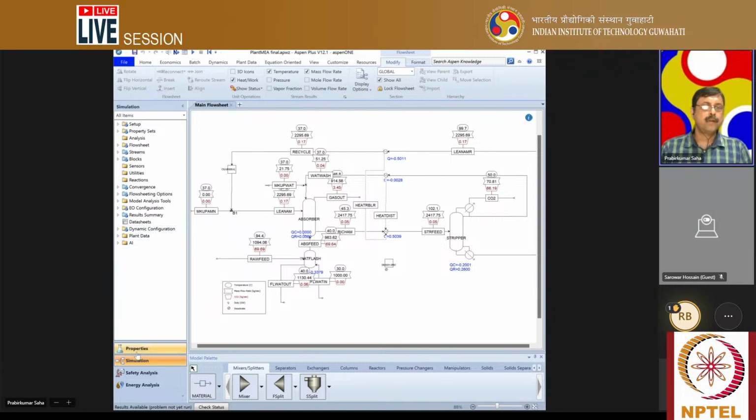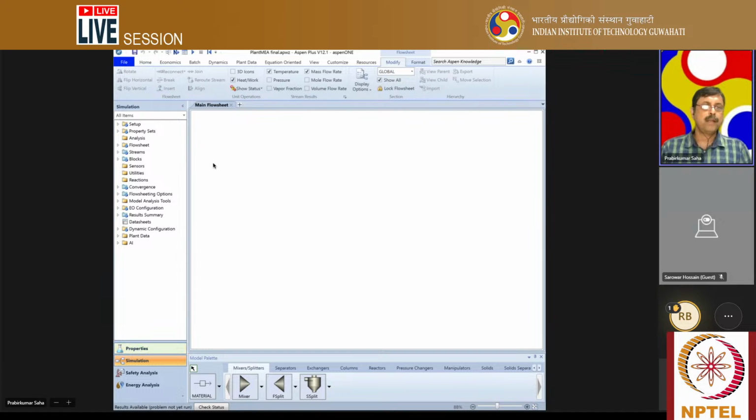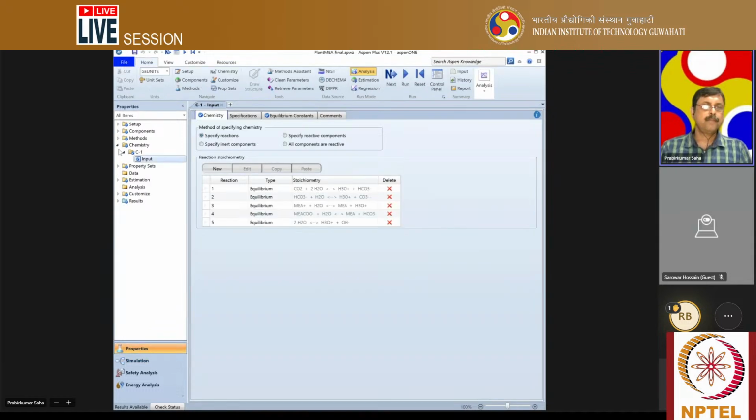Because here we are handling, in the property, you can see we are handling ions. In the stoichiometry, we are handling ions: H3O plus, HCO3 minus, CO3 minus minus, OH minus.